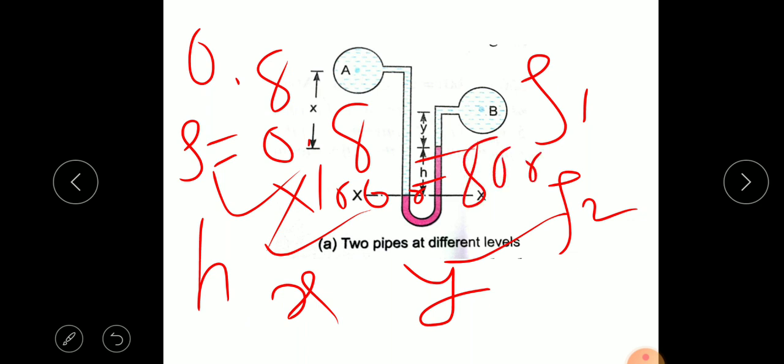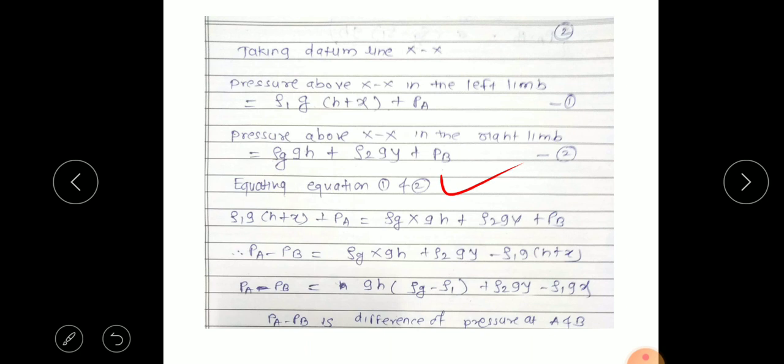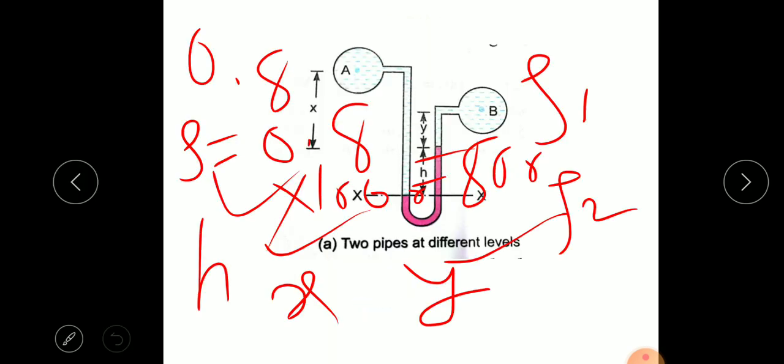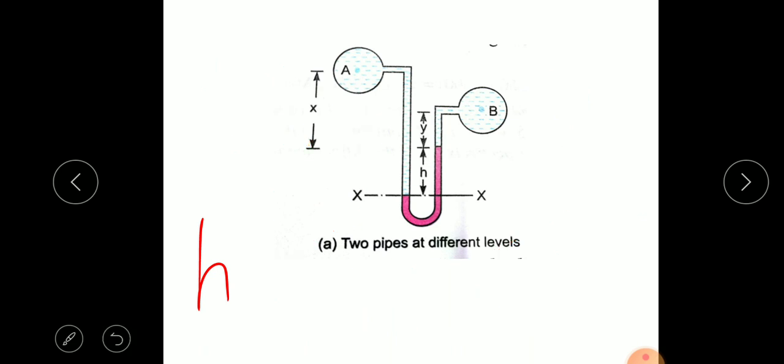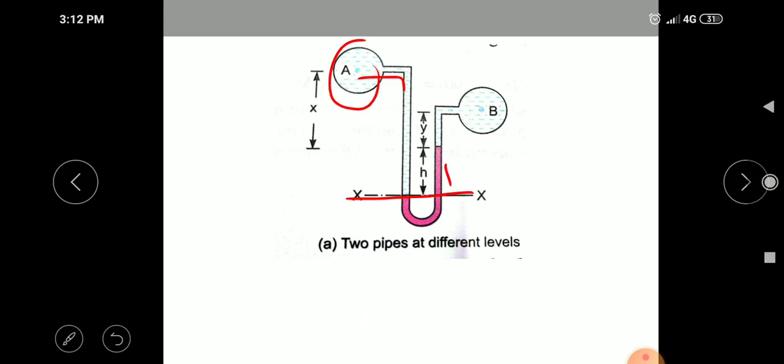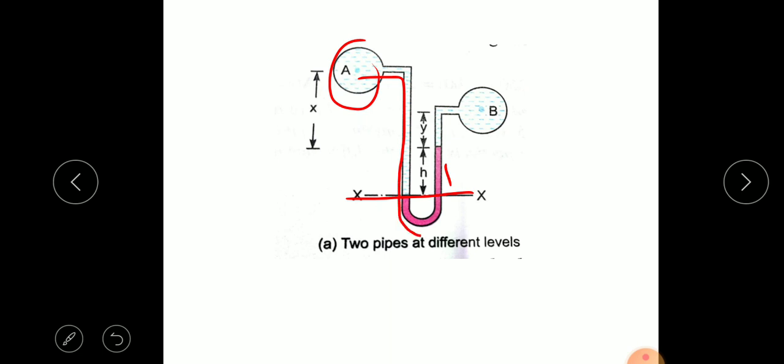as a density. So we have here pA minus pB as g h (rho g minus rho 1) plus rho 2. Here we assume the level of mercury is very low in the left column. Here the mercury level is less and here it is high, meaning the pressure at point A is more, so that displaces the mercury on the right side. So we get the difference as pA minus pB.